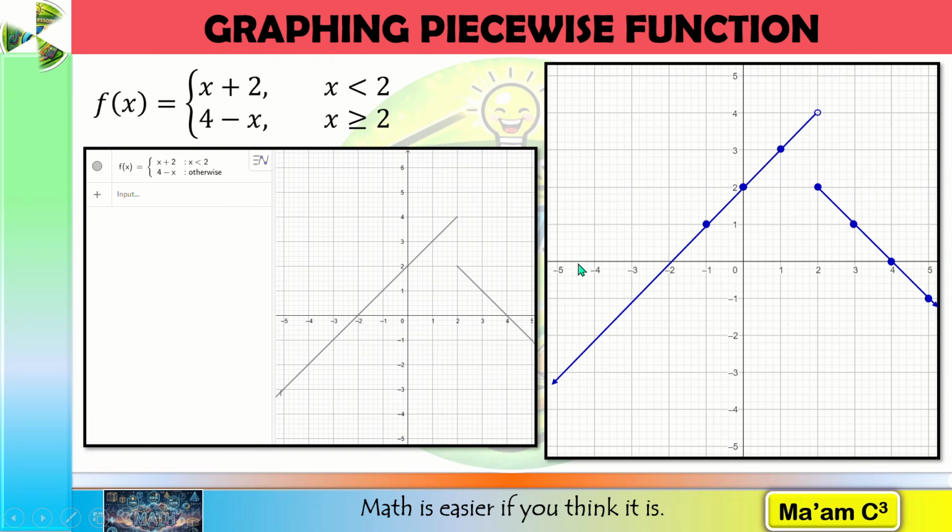So for the domain, you just have to look at the x values. Look if all x values have a corresponding graph. For the negative x values, yes, we have a corresponding graph. And since this one will go indefinitely, it means all negative x values will have a corresponding graph. For positive x values, do we have graph?